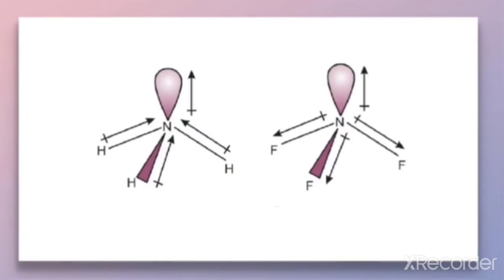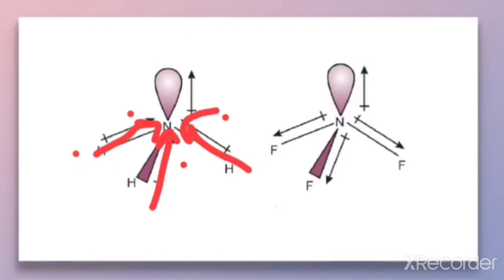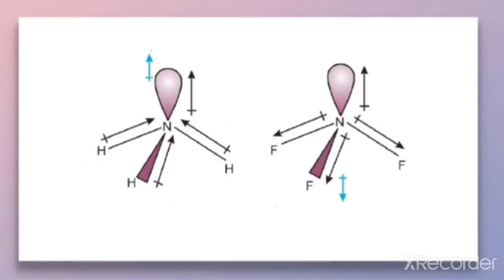Now, in this case, three bond dipoles are there in the case of ammonia, and all have the direction towards nitrogen. This is also toward nitrogen, that is in this way. All bond dipoles are towards nitrogen. So what will be the resultant dipole? The resultant dipole will be in this direction. And for the case of NF3 it will be towards downward.